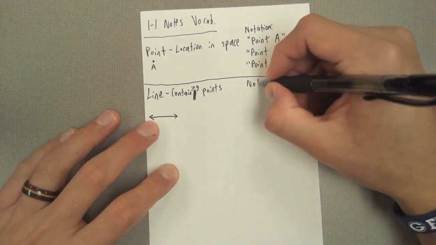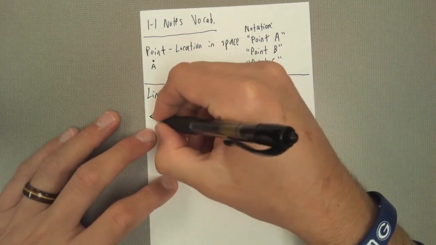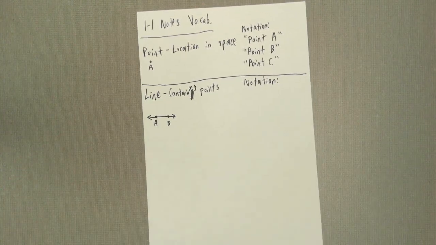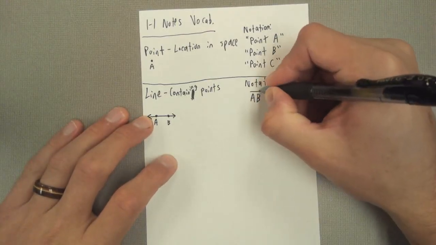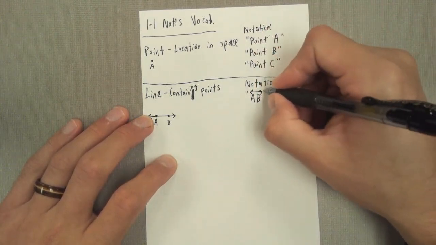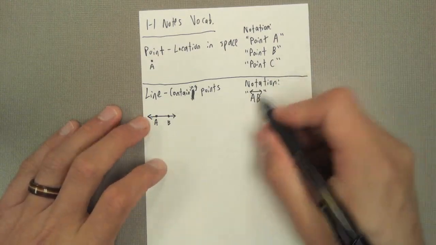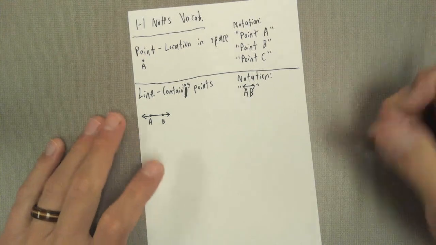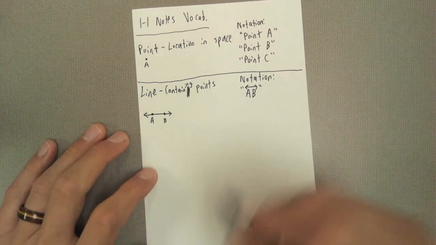Now let's talk about the notation here. How can we write a line? If it contains points A and B, that's how we would write it. To be consistent, I'll write it in quotations: line AB. So there is my notation. If you see this, we are referring to a line.